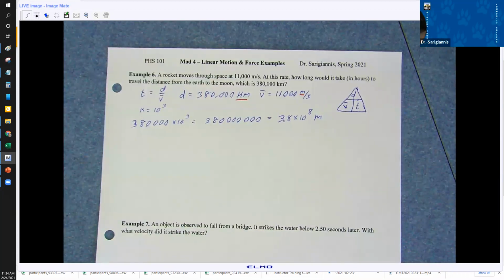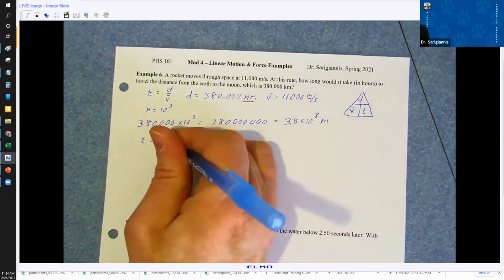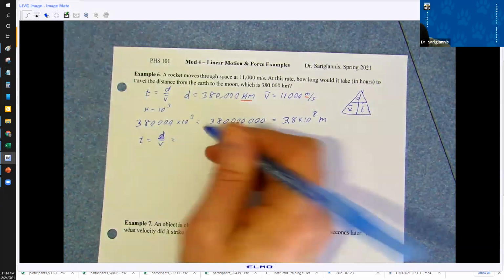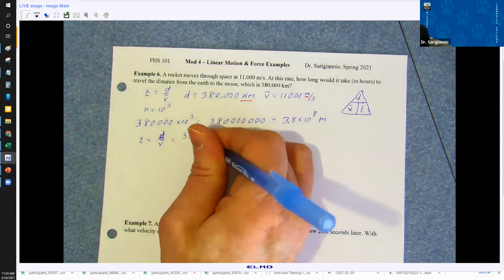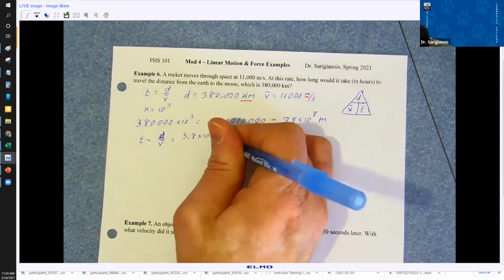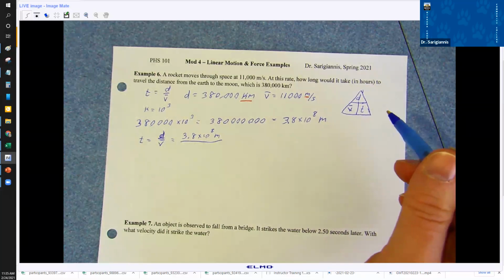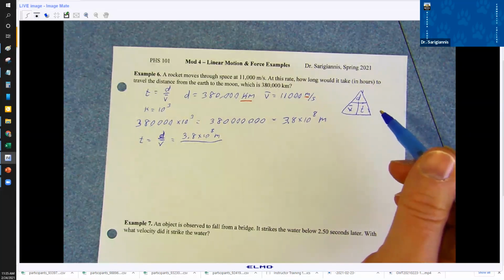Now, I'm going to do something here with the time. We want the time in hours, right? So what I want to do is show you, I'm going to write T equals D over V bar. It's a D. So we've got 3.8 times 10 to the 8th meters divided by V bar, which is 11,000.